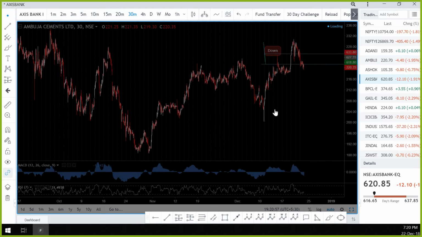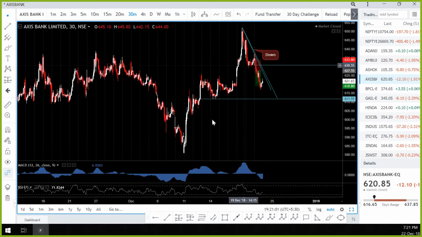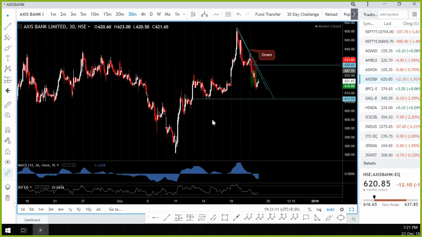Axis Bank, we were selling this also. Actually, we were planning a sell since here. We got the sell here. As you can see, we are on this impulse. This got corrected. We read this correction. Once this correction is finished, I think we took the advantage of this in an intraday.